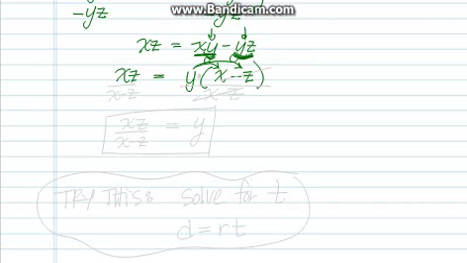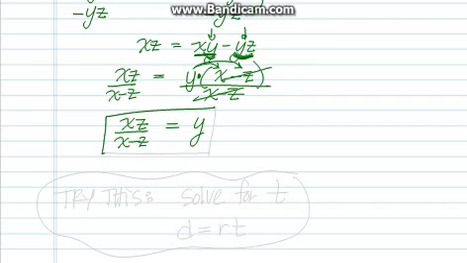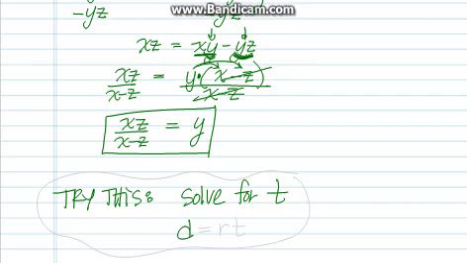So now I'm down to just one y, and y is being multiplied by x minus z, so I'm going to undo that by dividing by x minus z on both sides. So it looks like xz over x minus z would be equal to just y. Now I'll try this. I just want you to solve for t. We're looking at d equals r times t.